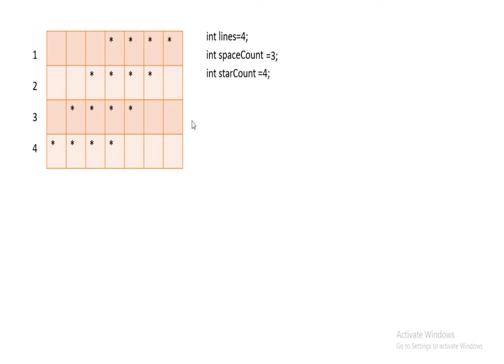Then we need a loop to control the lines. So first thing is the loop is going to start from 1. How much is it going? That depends on the number of lines. Here we have 4 lines. So it will go up to 4. I directly take lines variable. Then each time we are going to increment i by 1. So when i equals 1 there will be first line, i equals 2 there will be second line, similarly the third and fourth.